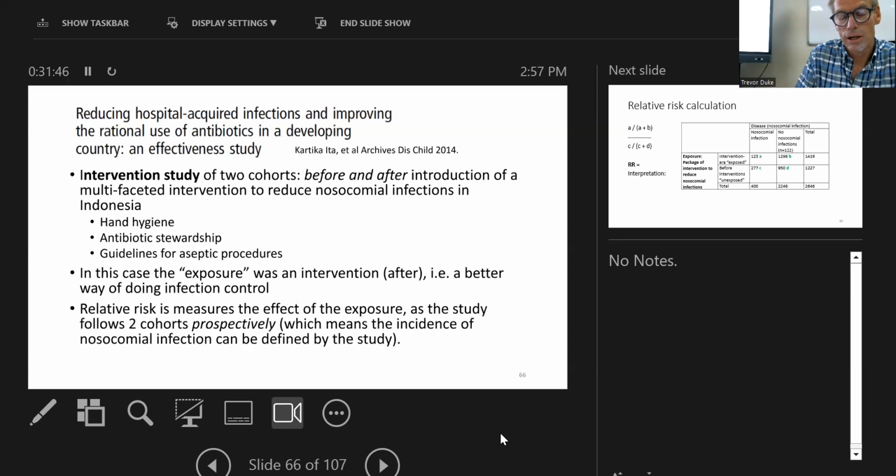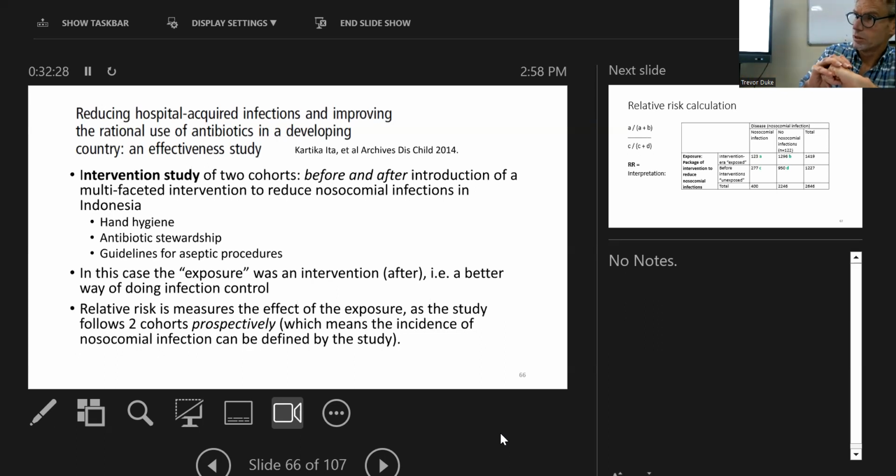But the intervention, it was an intervention study of two cohorts. So the before cohort, they just did what they usually do, right? It was a before and after study. They just did what they usually do. They had not very organized hand hygiene. They had not very structured antibiotic stewardship, and they didn't really have guidelines for aseptic procedures. So the before cohort was looking at the frequency or the prevalence of nosocomial infections before, and the after cohort was looking at the nosocomial infections after that intervention.